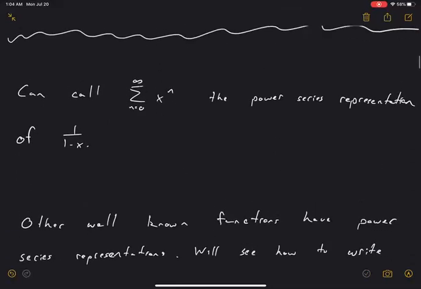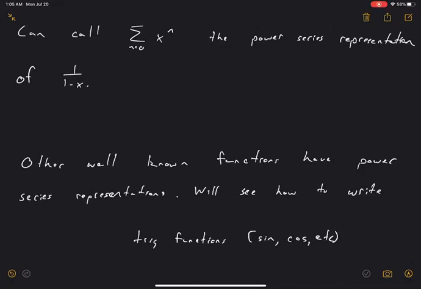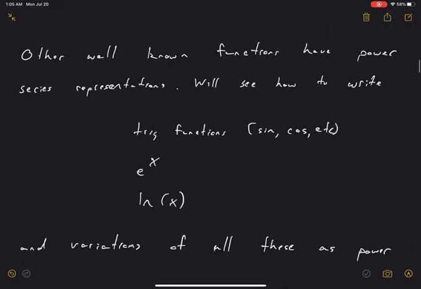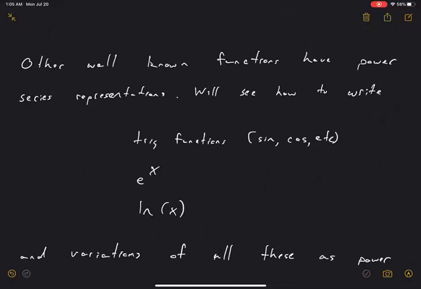So we can call the power series x to the power n the power series representation of 1 over 1 minus x. And it turns out that other well-known functions have power series representations. Like the basic trig functions like sine, cosine, etc., e to the power x, ln of x. These things all have power series representations, meaning if I have sine of x on a certain interval, instead of writing sine of x, I could write this as a power series, a_n x to the power n.